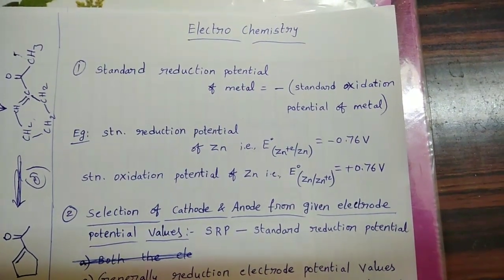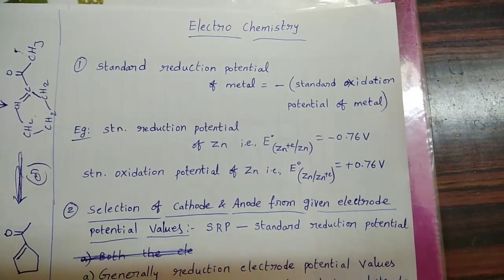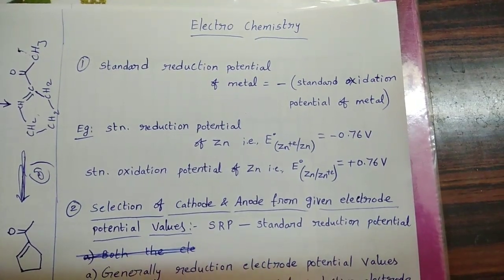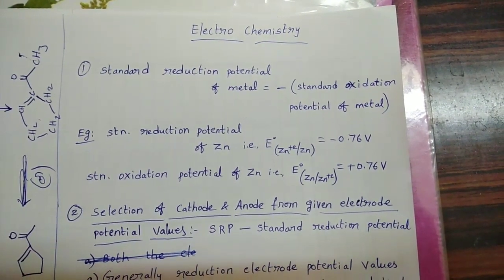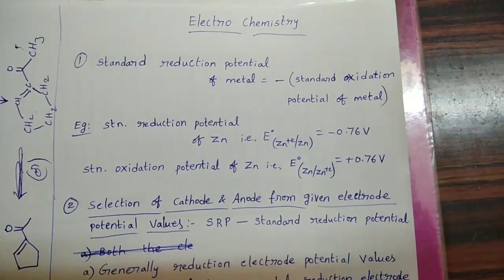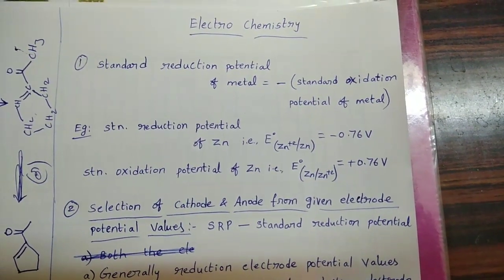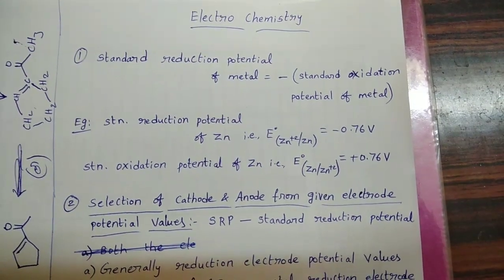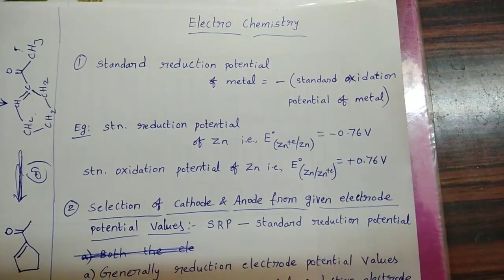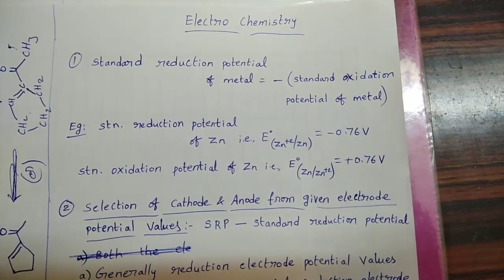See this, in this standard electrode, standard reduction potential of a metal is equal to negative of standard oxidation potential of the metal. That means the reduction potential value is equal to the oxidation potential value, but these two differ in their sign only. Magnitude is same. That's why we can write in this way.